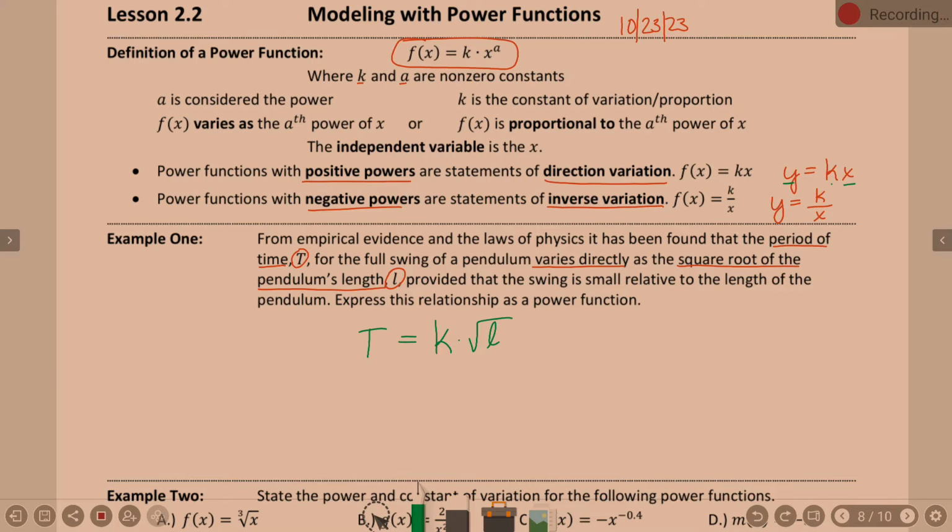Now, I'm going to tweak that a little bit. I don't want to leave it in that form, because if we go back and look, it asks us to write this as a power function. It needs to be of the form f of x equals k times x to the a. Well, we almost have that. The only thing I'm not happy with is the square root of L. What do you know about the square root of L?